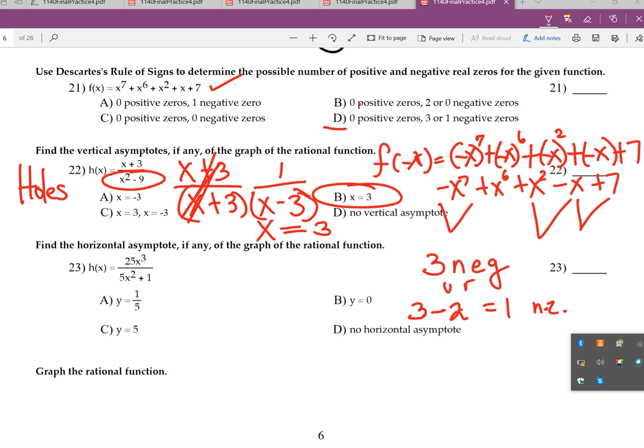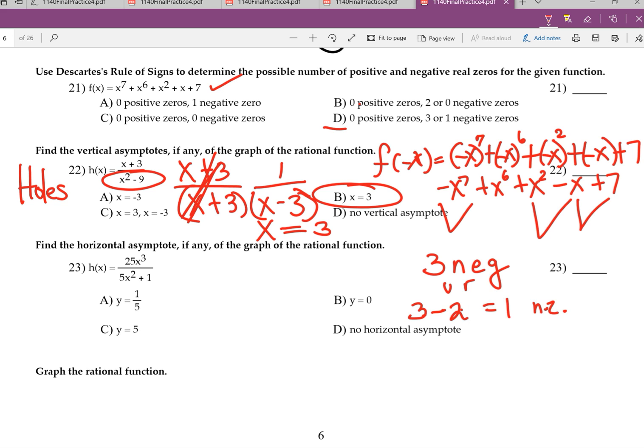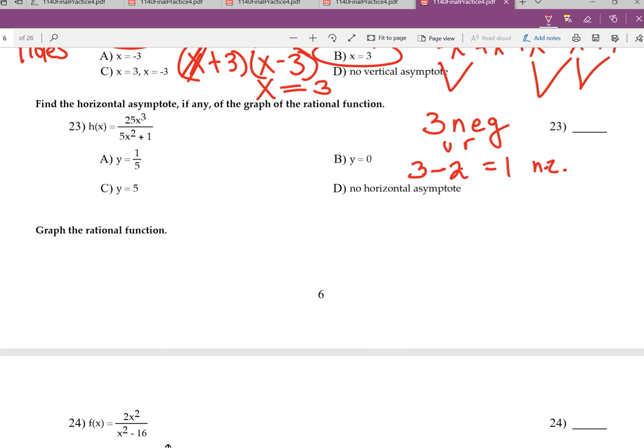Alright, let's see how much battery I've got going here. I've been hitting a hot spot. Let's see. Oh, 10%. Wow, that was quick. Okay, let me see how much I can get done here.